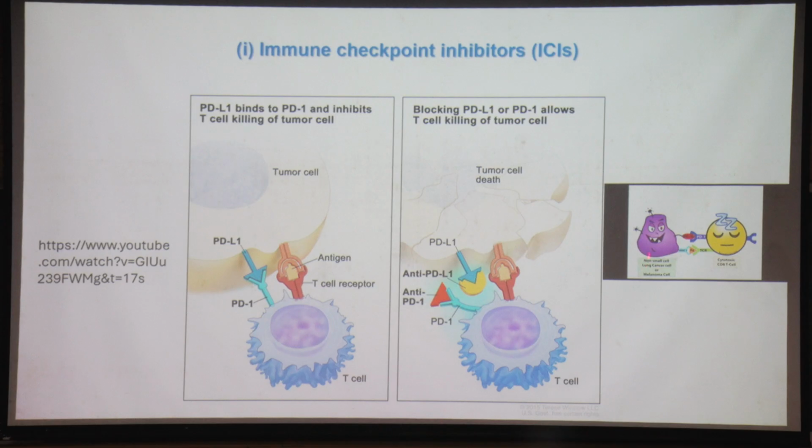So this is just a cartoon showing these tumor cells. They will bind, and the T cells go to sleep.